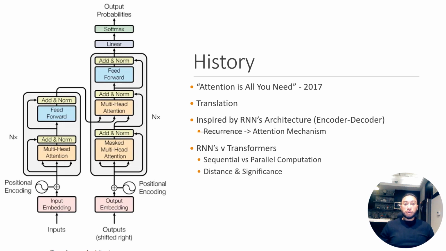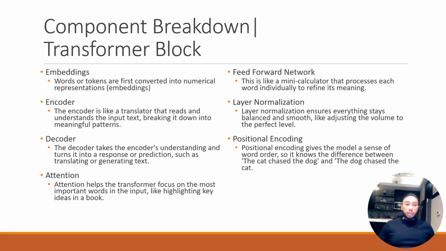So those are just two main reasons why the researchers from the Google Brain team decided to expand on this and elaborate a little bit more on the technicality of it. But you know what? Let's go ahead and speak a little bit more about the component breakdown and what actually is a transformer and what makes up the transformer block. So there are a lot of key pieces within the transformer block. We have embeddings, we have the encoder, the decoder, the attention mechanism, the feed-forward network, the layer normalization, and positional encoding.